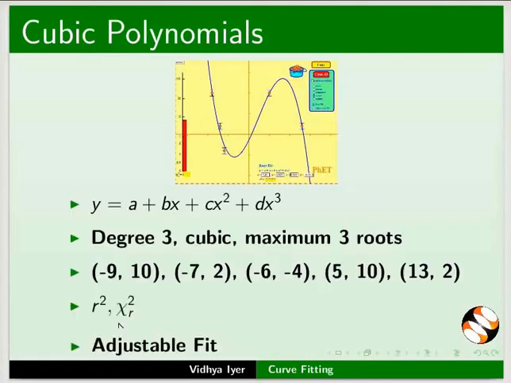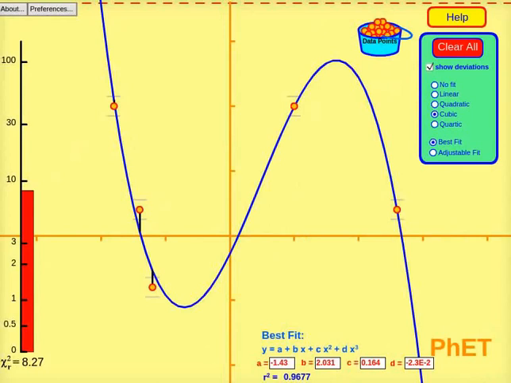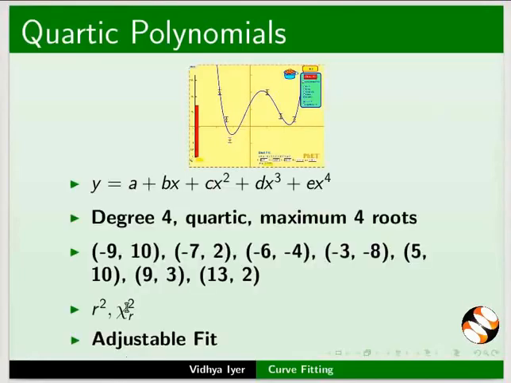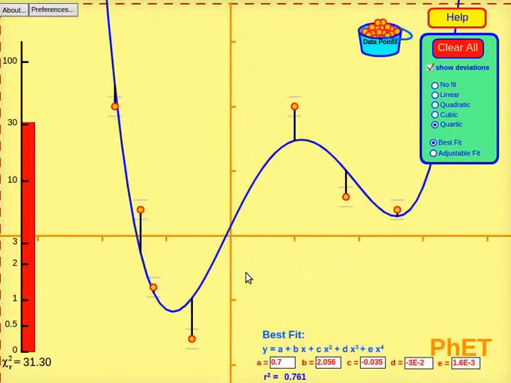Cubic polynomials. Now we will look at some information for you to graph a cubic polynomial. Note the r squared and reduced chi-squared statistic values. This is what the best fit graph for this cubic polynomial will look like. Quartic polynomials. Now we will look at some information for you to graph a quartic polynomial. Note the r squared and reduced chi-squared statistic values. This is what the best fit graph for this quartic polynomial will look like.